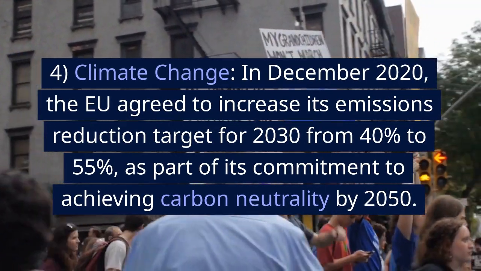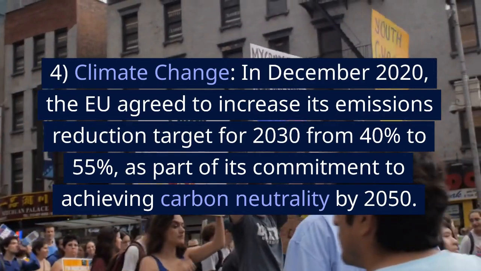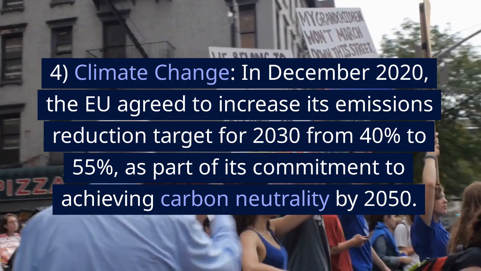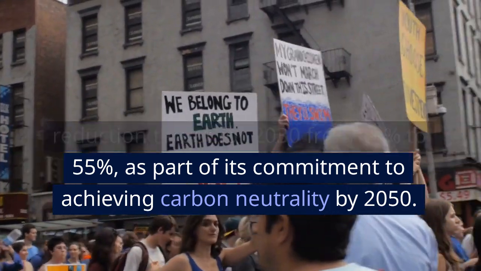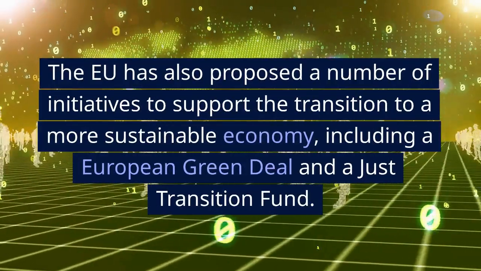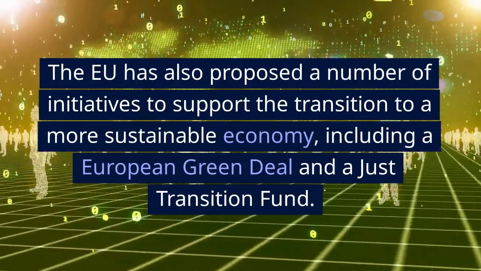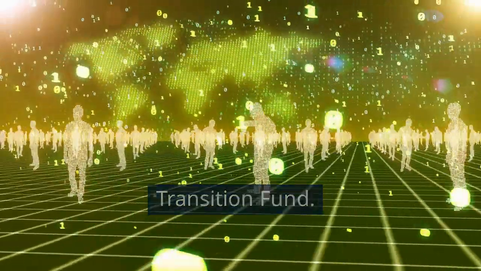4. Climate change. In December 2020, the EU agreed to increase its emissions reduction target for 2030 from 40% to 55%, as part of its commitment to achieving carbon neutrality by 2050. The EU has also proposed a number of initiatives to support the transition to a more sustainable economy, including a European Green Deal and a Just Transition Fund.